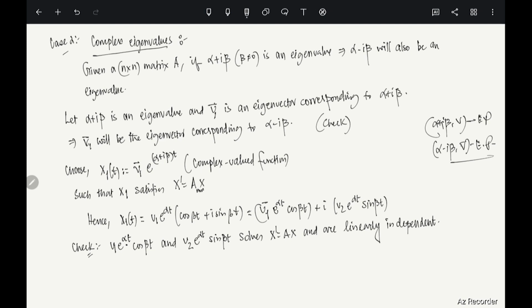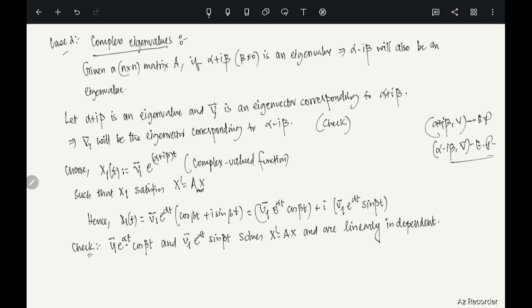I made some mistakes here. Let me put it this way. This should be v1 bar, v1 bar, not v2, v1 bar. Clear? And again here also it should be v1 bar, the vector. So you have to check this part. This is not very difficult to see. You can easily check this part. Clear? So please do that.